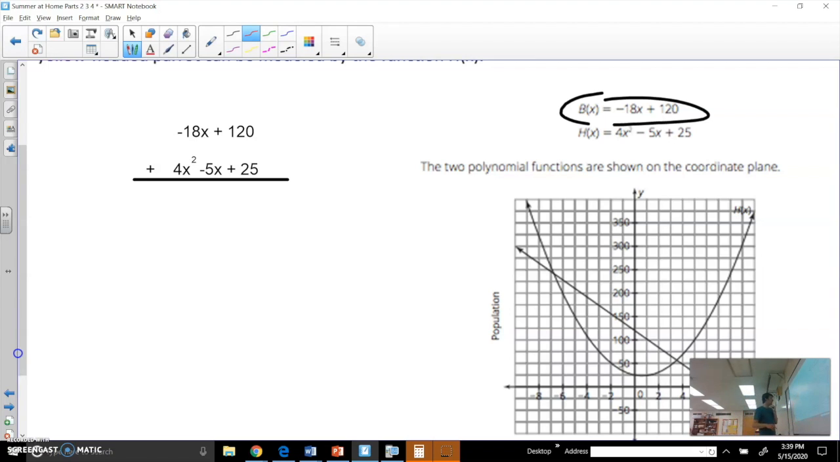And so I'm looking to add those 2 given expressions together. 4x squared doesn't have a like term in the other equation, so I'm just going to say, well, 0 plus 4x squared is 4x squared.